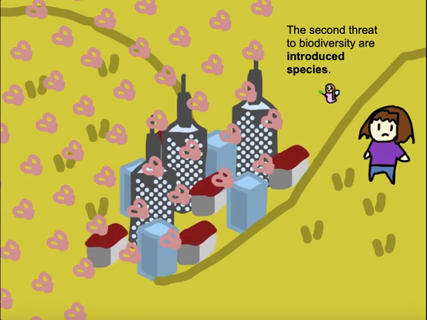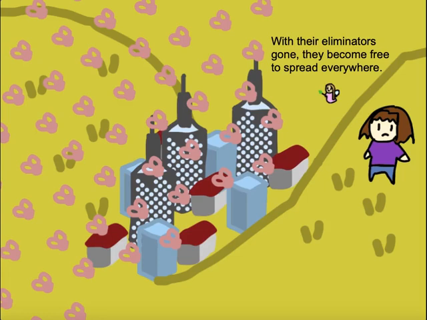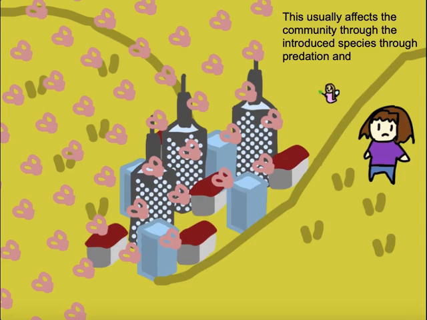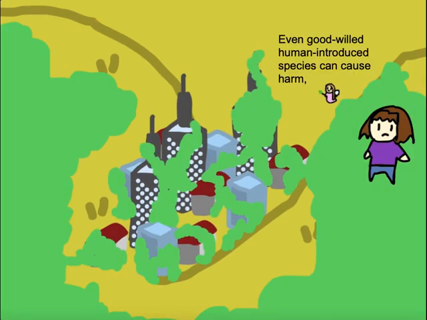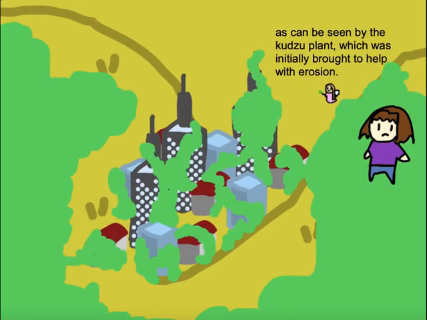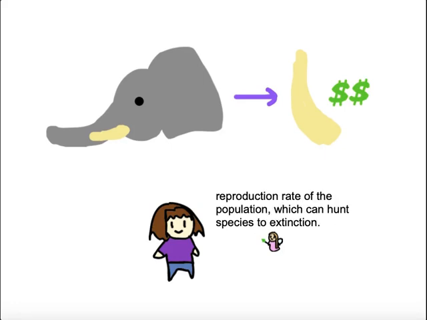The second threat to biodiversity is introduced species. These species are either intentionally or accidentally moved by humans from their native habitat into a new location. With their eliminators gone, they become free to spread everywhere. This usually affects the community through predation and competition, not to mention human populations as well. Even good-willed human-introduced species can cause harm, as can be seen by the kudzu plant, which was initially brought to help with erosion.